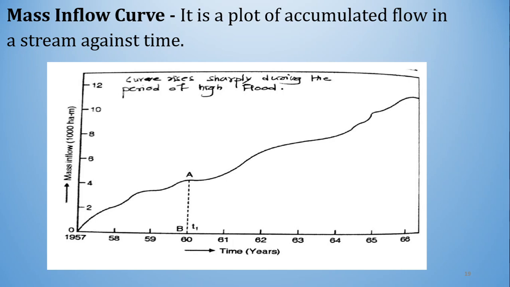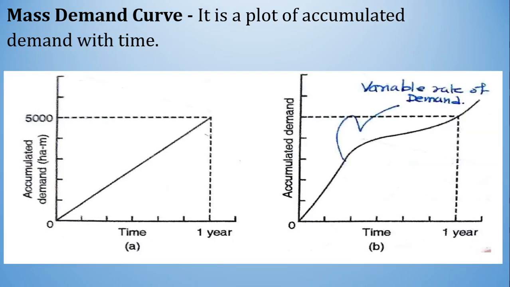It is a plot of accumulated flow in a stream against time. When we say accumulated, then we have to do addition. For every subsequent year we have to add the next year's data to the current year, then the next year's data again, and so on. We are adding it to get this graph. This is called the mass inflow curve.